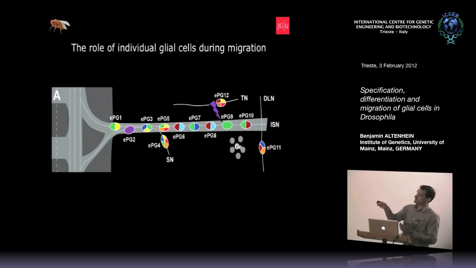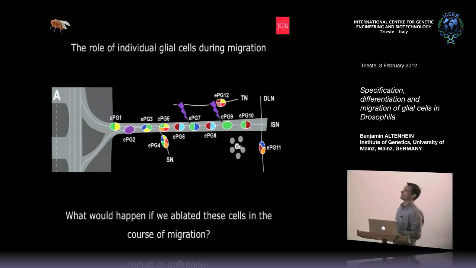This is the first cell that actually arises here and migrates into the periphery, with EPG7 being the one that always follows as second. And then EPG6 and 8 migrate on top of the glial chain later. And so we asked, what would happen if we killed EPG9 in the course of migration? Does EPG9 really represent a pioneer cell? Does it lead the track and all the others simply follow? What happens if we just kill it?